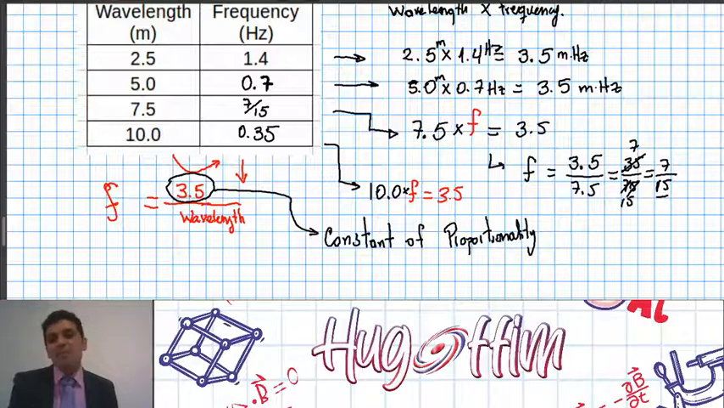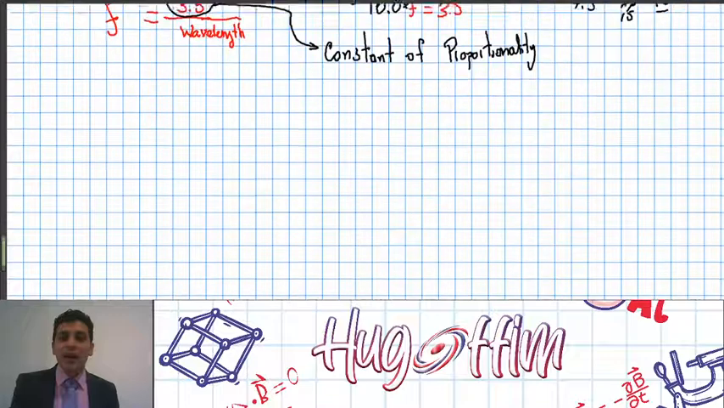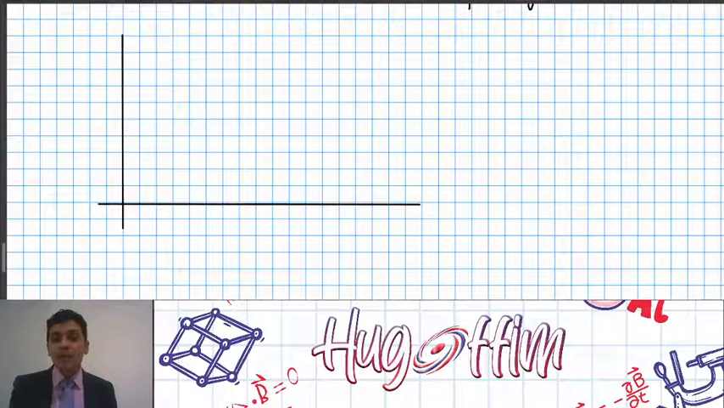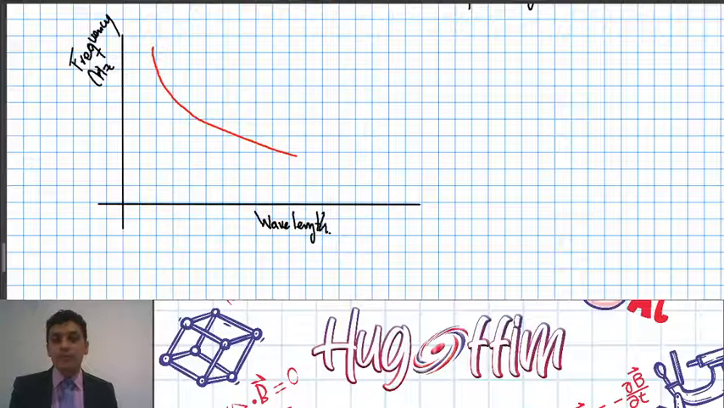And finally, I suggest you take these values, do the graph, plot it on a Cartesian plane to see how it's going to look. If you graph inversely proportional magnitudes, in this case our frequency in hertz and our wavelength, you're going to have this kind of graph that we call a hyperbola.